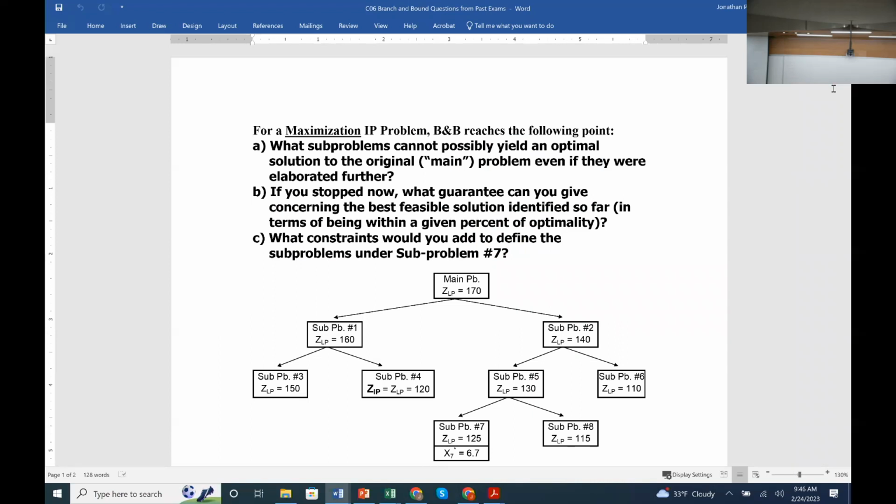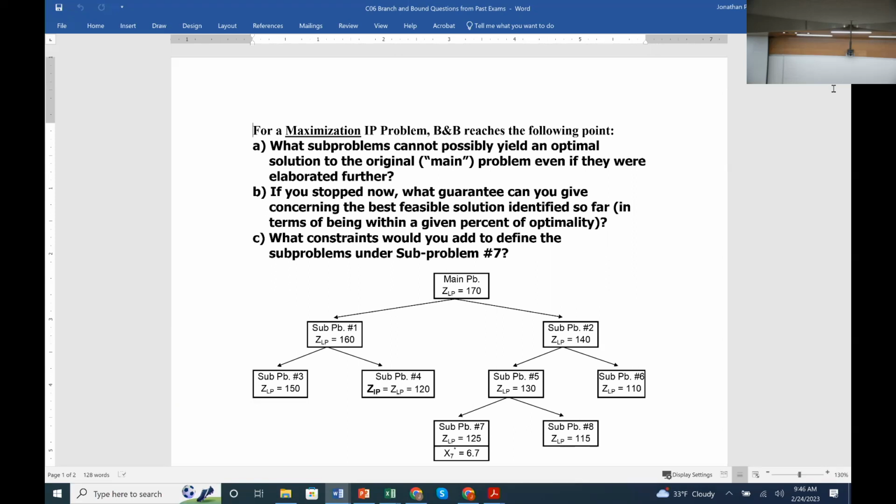So we know we can score 120 and we're trying to go up. So don't bother exploring underneath those two. If you stop now, what guarantee can you give concerning the best feasible solution identified so far in terms of percent optimality? The very best that we could ever find would be this 150. So I'm looking for the 30 divided by 120 or 150.